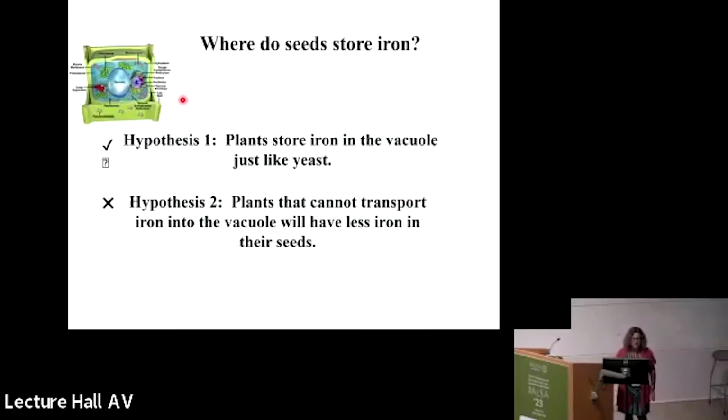But we were wrong about the second one, because first we identified the vacuolar iron transporter that puts the iron in the vacuole, and then we had a mutant that no longer expressed the transporter. But that mutant still had the same amount of iron in the seed. And that's when Tracy Punshon came to my lab as a postdoc, and she was already a highly skilled user of the synchrotron, and she said, let's look and see where the iron is.